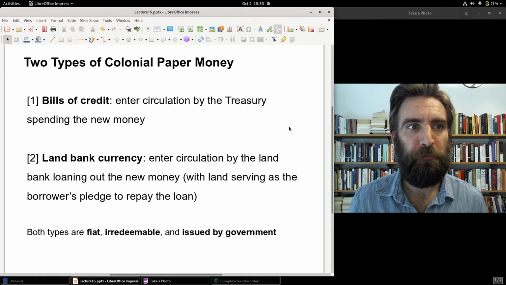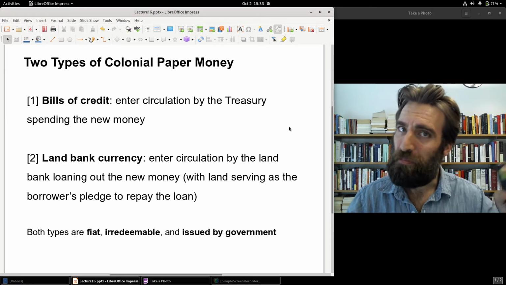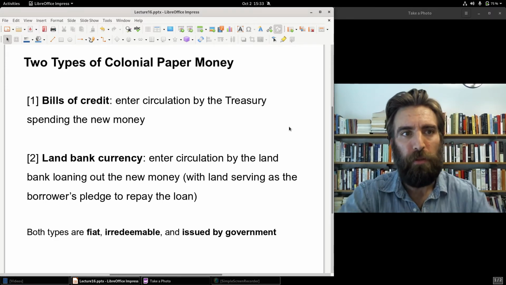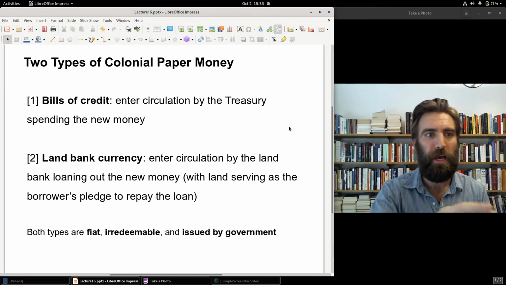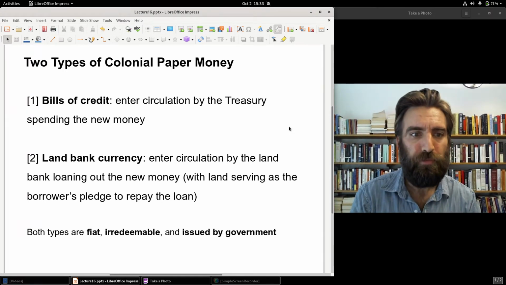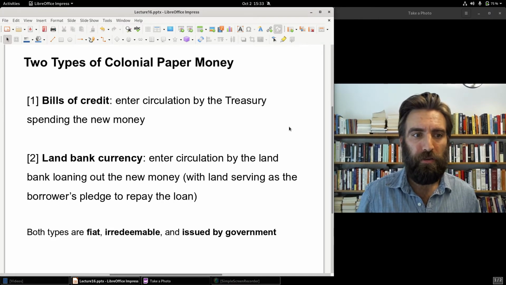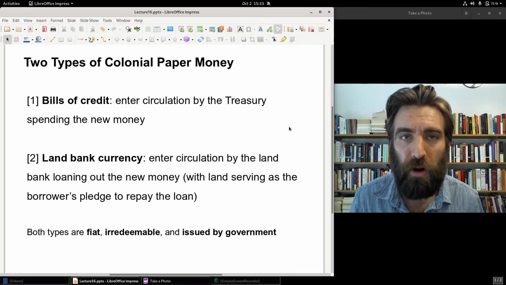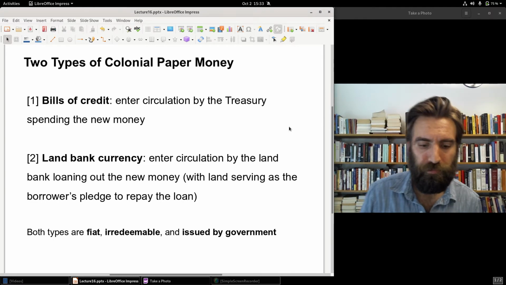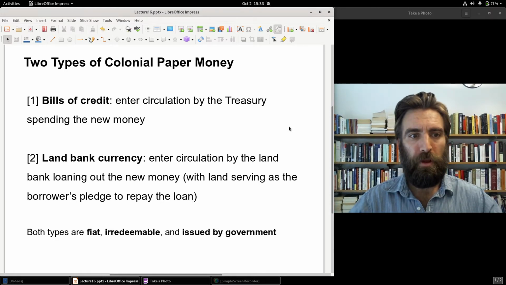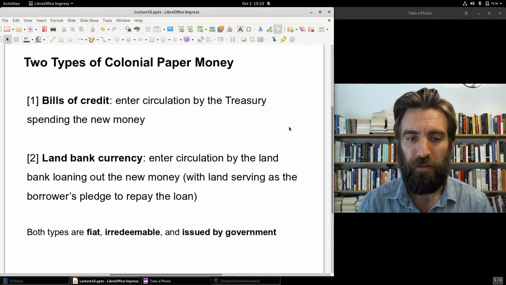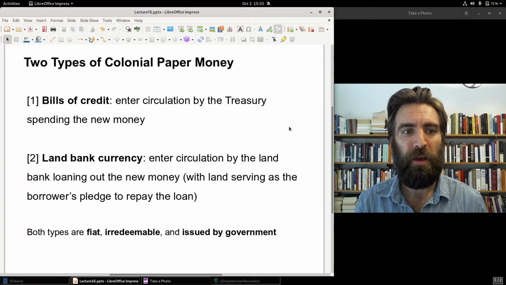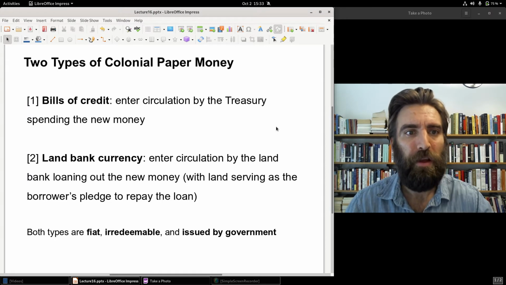In practice, it didn't always work out so well. We'll see an example of that in a second. But so these are the two types of colonial paper money: bills of credit, which I already talked about, and land bank currency. Both of these currencies were interchangeable. They don't necessarily look any different. Each colony had its own unique currency, but within the colony itself, a land bank note didn't look different than a bill of credit. Oftentimes they were the same note, but they were issued differently.